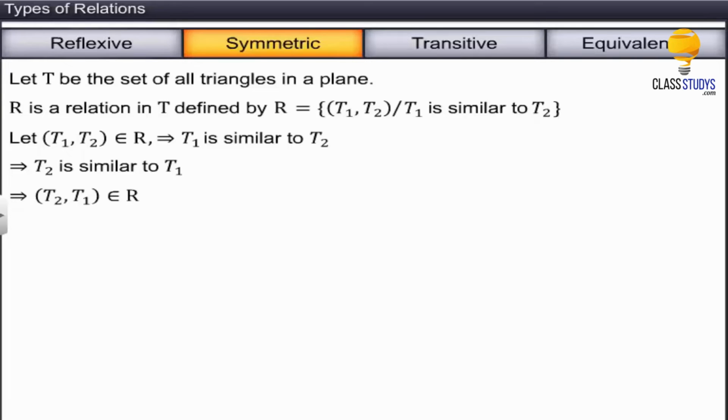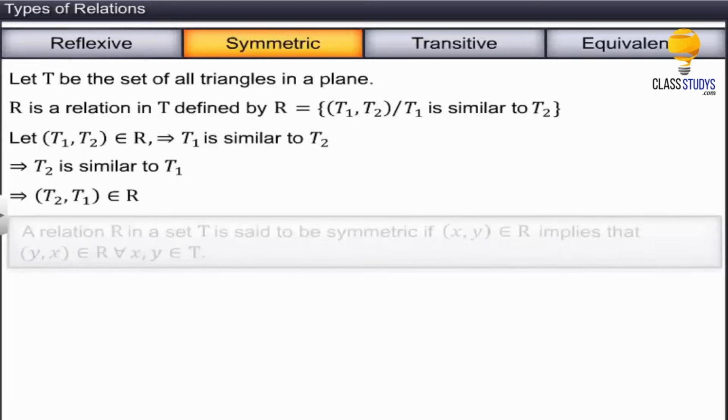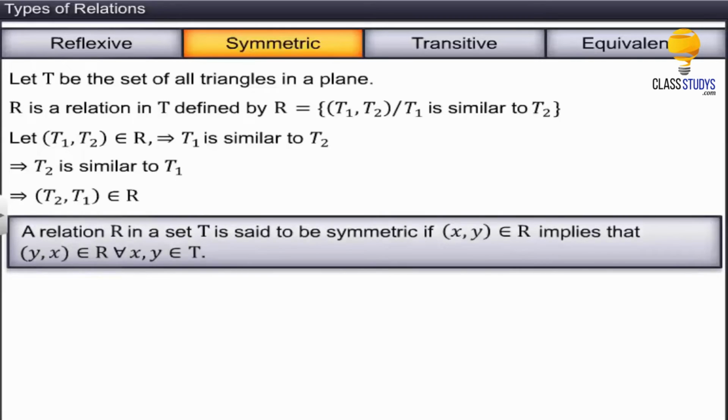Such relations are called symmetric relations. Mathematically, a relation R in a set T is said to be symmetric if the ordered pair (x, y) belongs to R implies that the ordered pair (y, x) is also in R for all x and y in T.